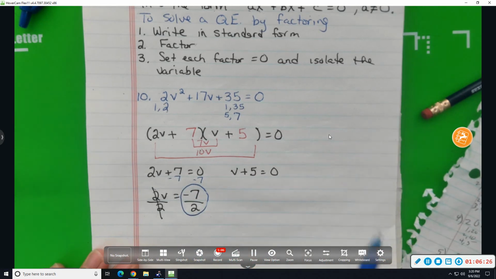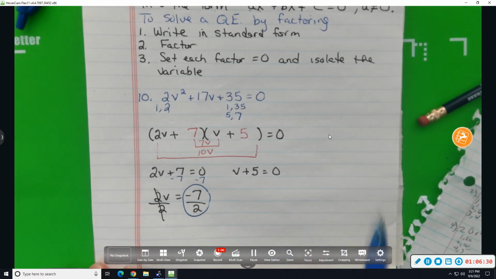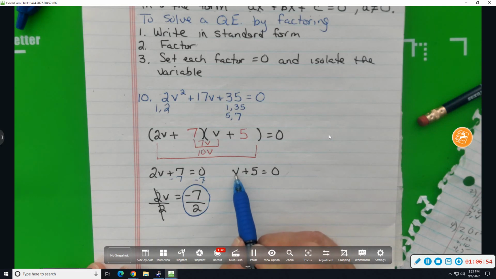If someone told you to say something algebraic, you could say, to solve a linear equation, isolate the variable by performing the opposite operation to both sides of the equation, beginning with addition and subtraction. The opposite of adding 7 is subtracting 7. The opposite of multiplying by 2 is dividing by 2. Now, this one over here is easier to isolate. What would I do to get this v by itself?